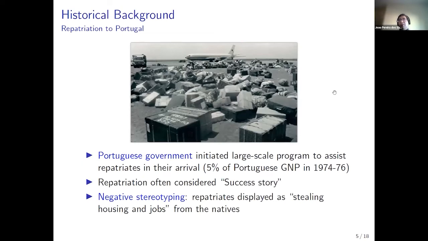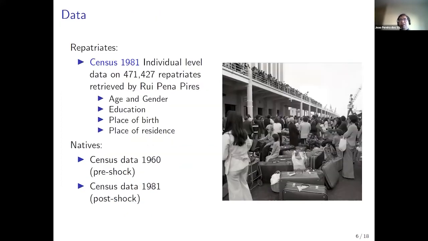The Portuguese government had to initiate a very large scale program to assist repatriates in their arrival. And if we look just a few years after, this is considered to be a success story, but this hides a lot of negative stereotyping that existed at the time, where repatriates were basically portrayed as stealing housing and jobs from the natives. So what we do to answer this question on the labor market impact of this shock.